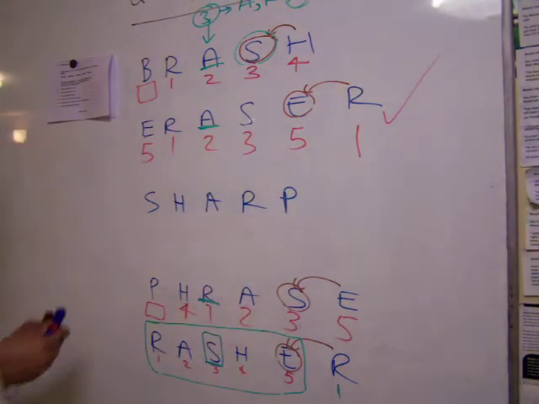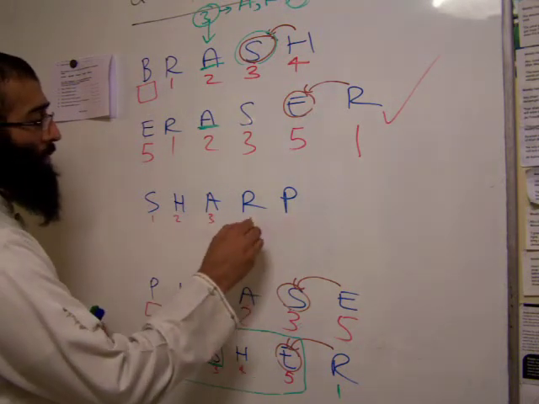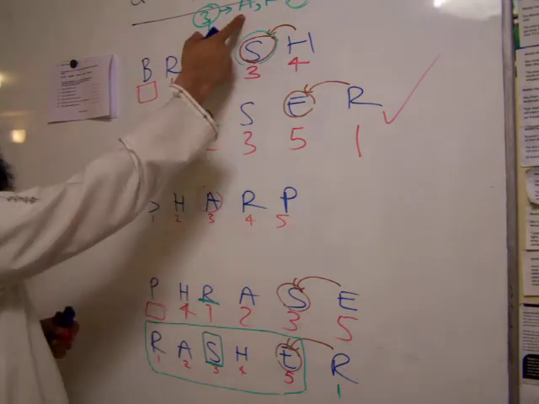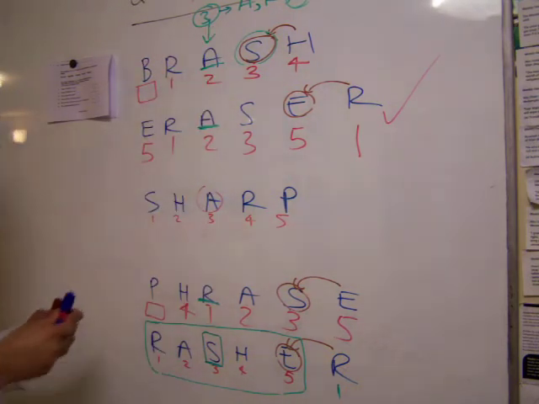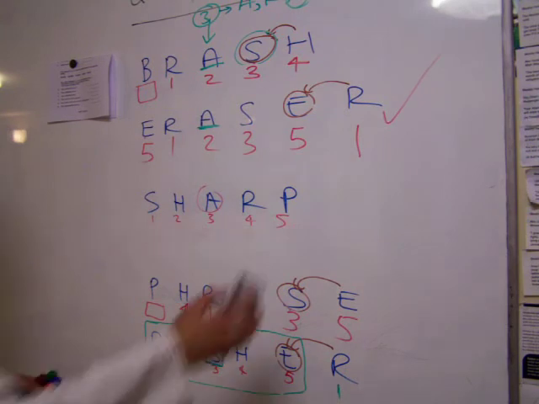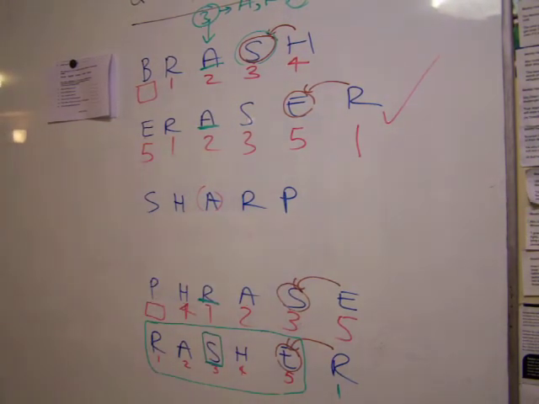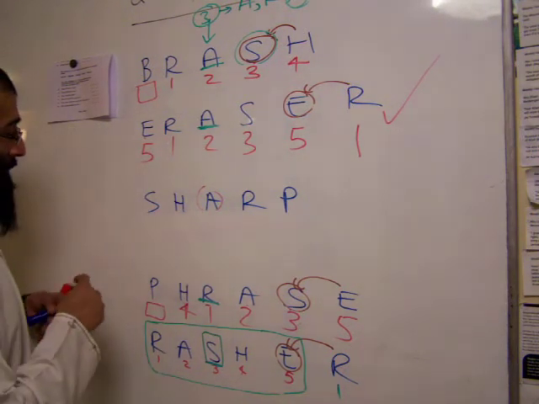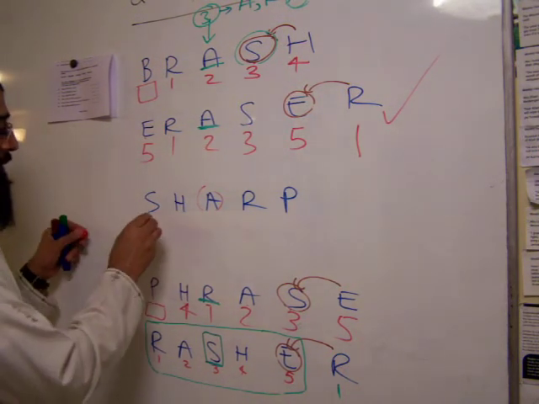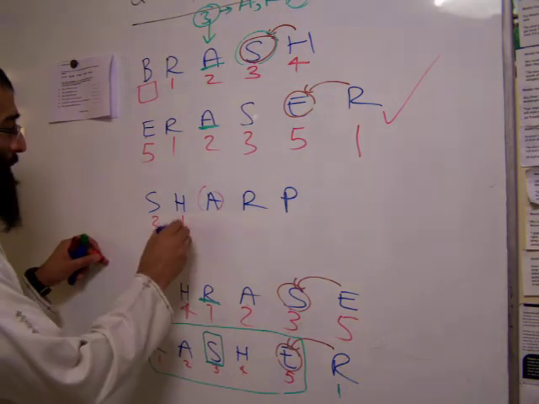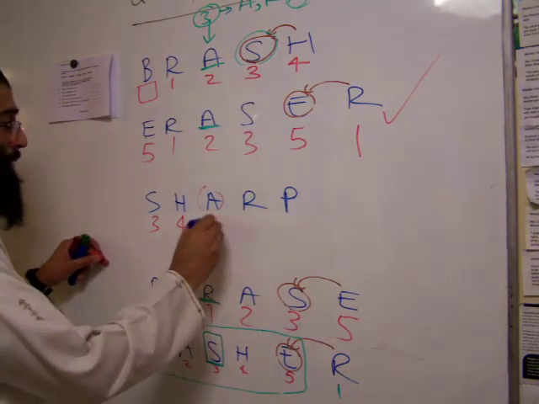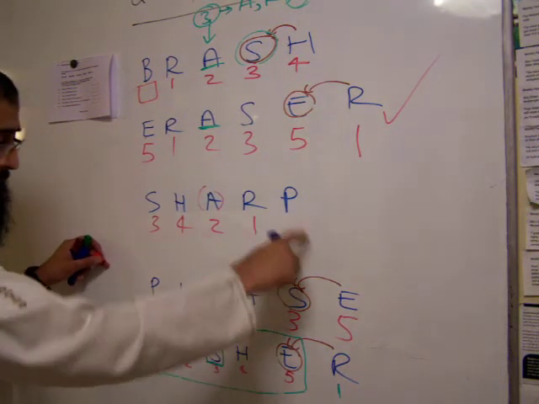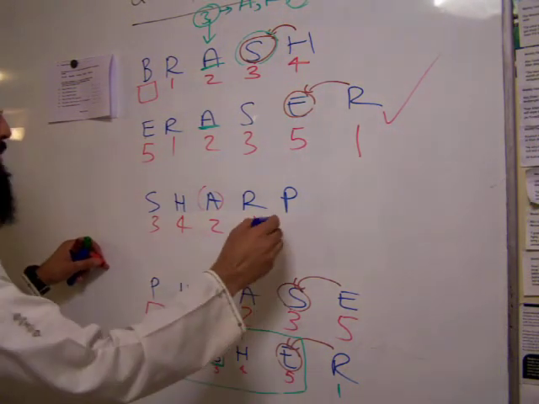Okay, if we do the same 1, 2, 3, 4, 5, that A position was a 3, that's what we did first. A is a 3. So that still matches. Okay, what we need to do is get rid of these 1, 2, 3, 4, 5 now and number them according to this. So S is a 3. And the H is a 4. The A is a 2. The R is a 1. The P is a, we don't know.